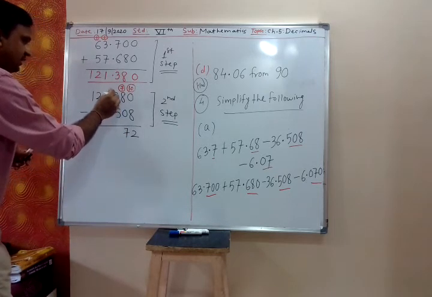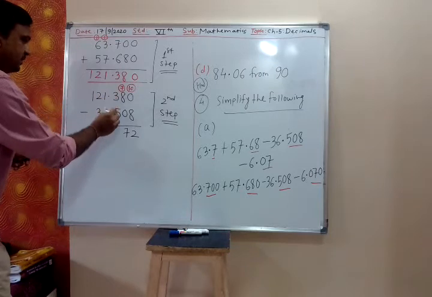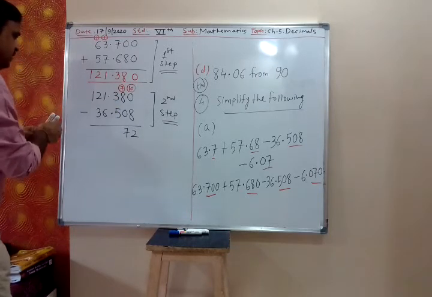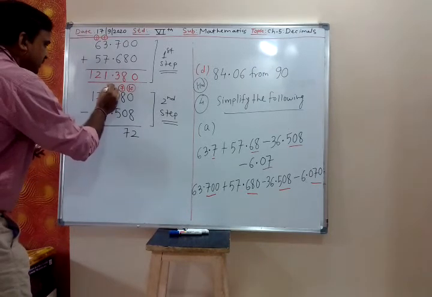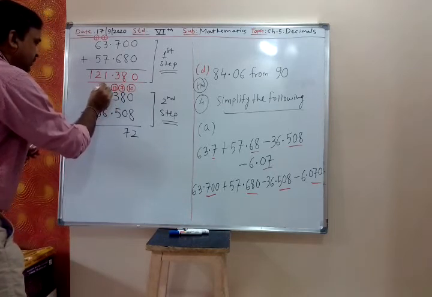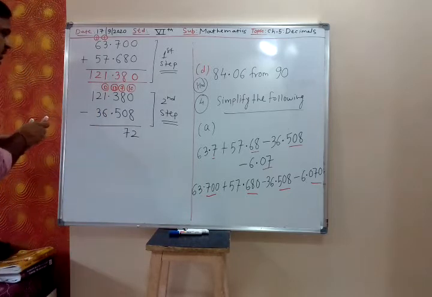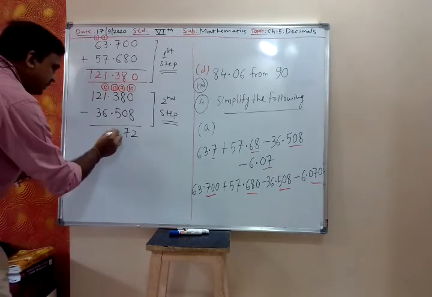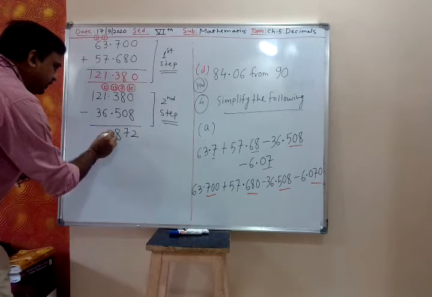Then this is 3 and this is 5. 3 is smaller than 5, so I will carry 1. So 3 becomes 13 and 1 becomes 0. So 13 minus 5 is 8, point.